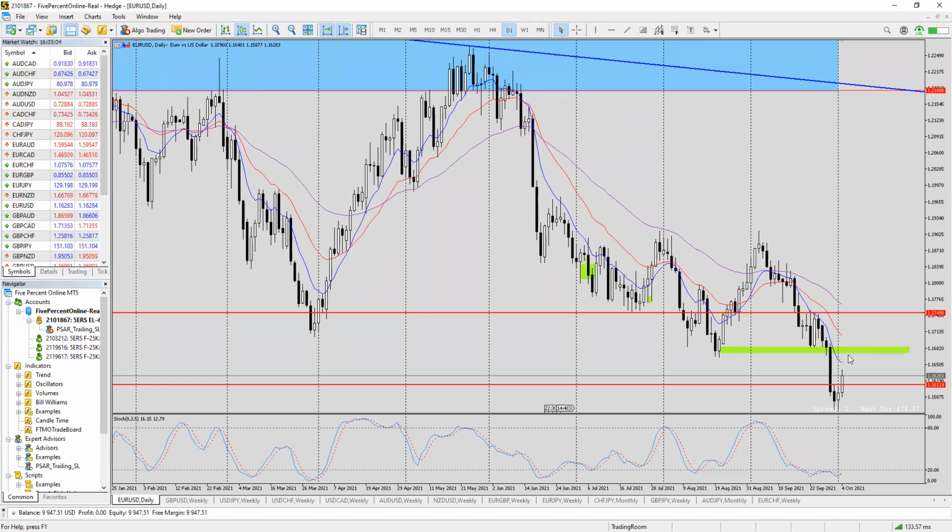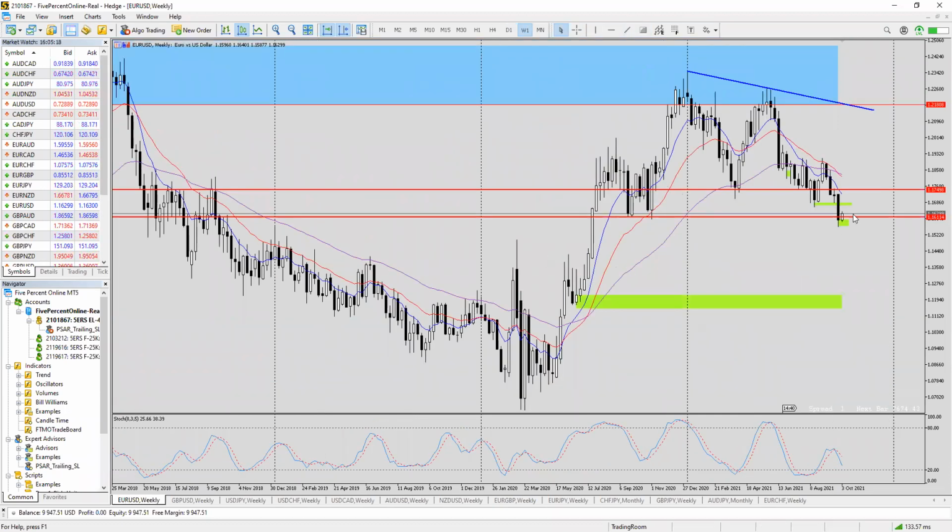Once we have a close below this level, a stop loss above this level, with an initial target around this line or around this small demand zone. But obviously the long-term target for those taking swing trades, we have an open area around here.